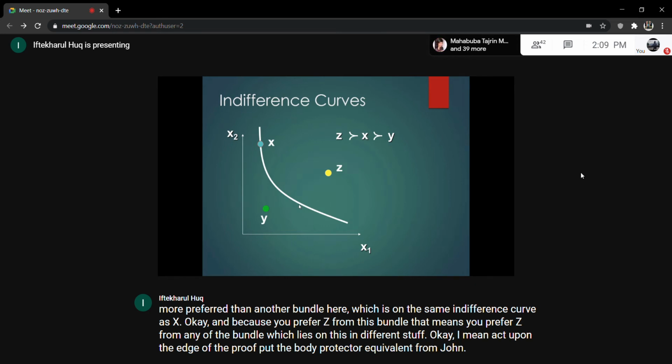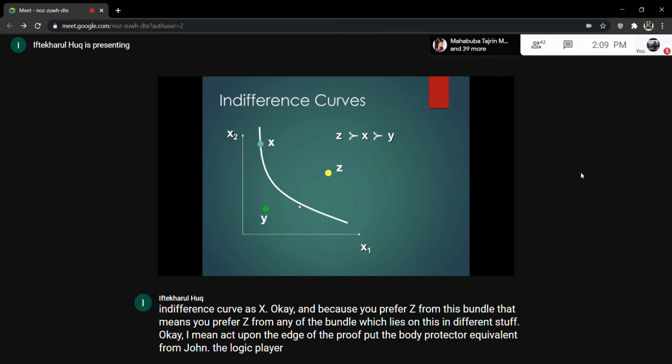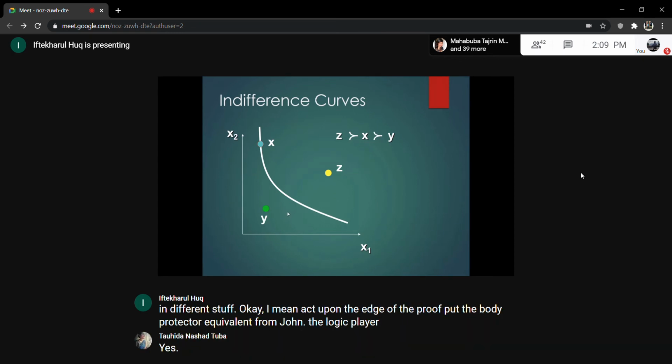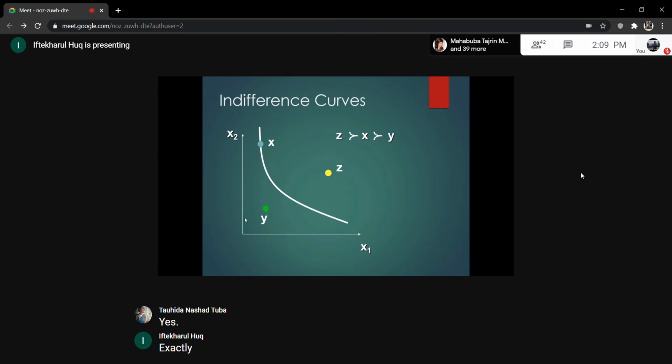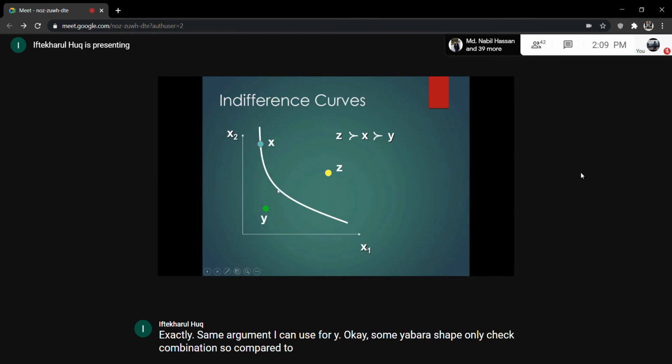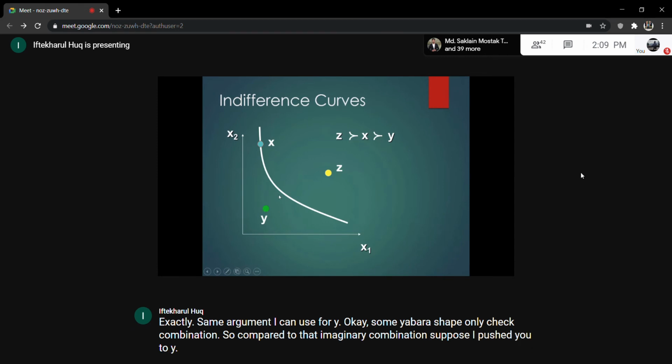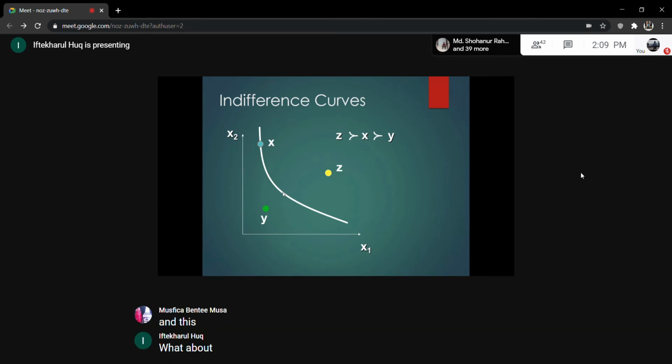The logic clear? Yes, sir. Exactly the same argument I can use for Y. Okay, so let me take that point again, that combination. Compared to that imaginary combination, suppose I pushed you to Y. Will you have more X1 or less X1? Sir, less X1. What about X2? Sir, less. Exactly.